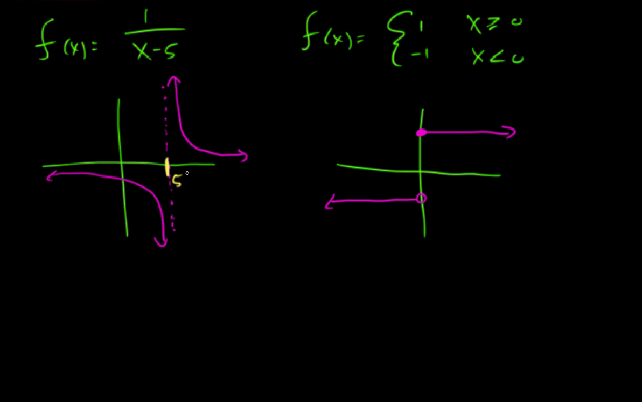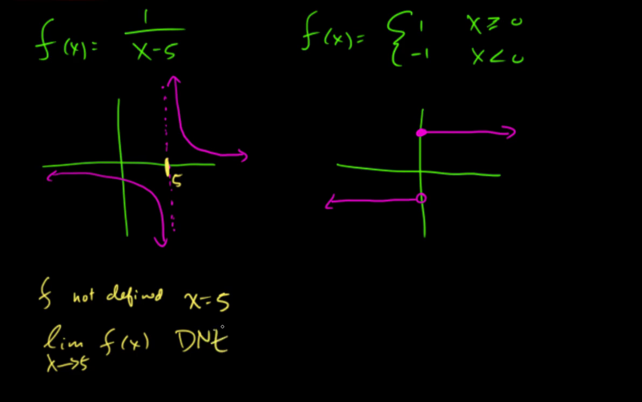So we know that f is not defined at x equals 5, and so the limit as x approaches 5 of f of x does not exist, okay, because this one's going down, this one's going up as we approach that value. And because it's a break, that is also known as an essential discontinuity. And that happens at x equals 5.